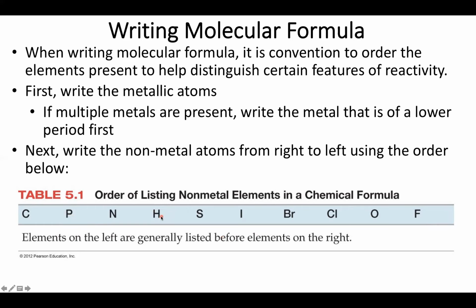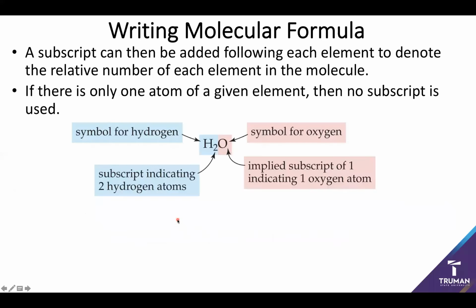So this tells us the order in which we're going to list our elements. Metals first, then we work through our nonmetals, generally left to right. However, we also have to deal with the fact that not all elements are present in equal ratios. So we can also use subscripts to denote the relative number of each element in the molecule.